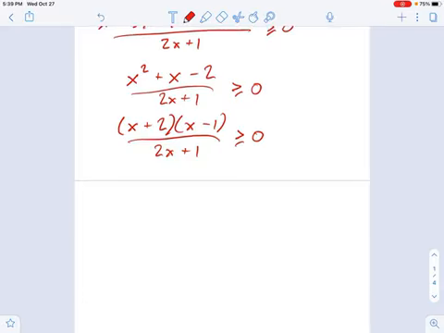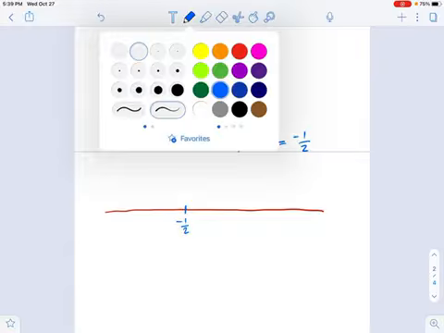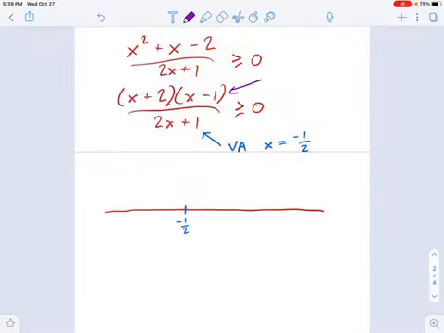So now we go about building a sign array, and I'm going to talk about two things. I've got a vertical asymptote right here at x equals negative 1/2. You should know how to find vertical asymptotes by now. So I'm just going to put that here, negative 1/2. And what else do we have? I've got some x-intercepts, at 1, 0, and negative 2, 0. So I'm going to put those x-intercepts on this line also: there's 1, and there is negative 2. Your line does not have to be to scale.